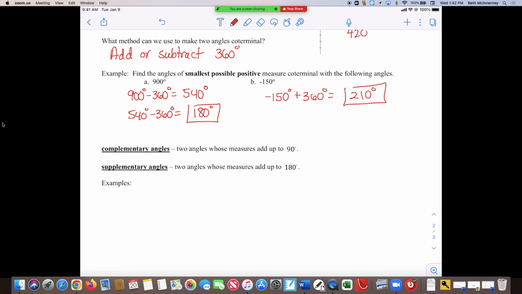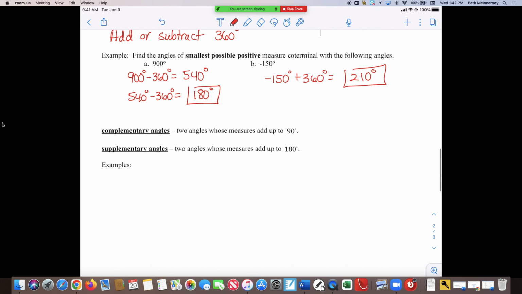All right, complementary angles. The nice thing is you did this in geometry, okay? Complementary are two angles that add up to 90. So complementary examples could be 30 and 60, 45 and 45, but it could also be 10 and 80.